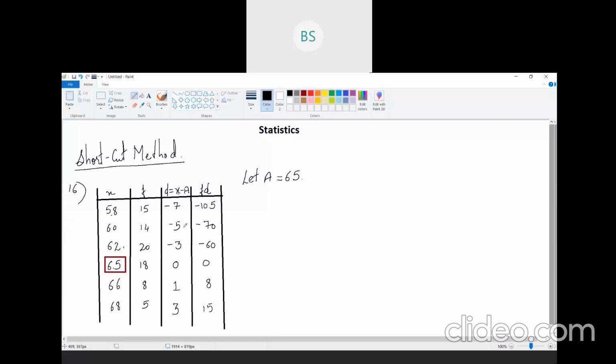Okay. Now once we finish with this, we have to find out sigma f and sigma fd. So now find out sigma f, that is the sum of all the frequencies. So the sum of frequencies will be 80. And then find out sigma fd.